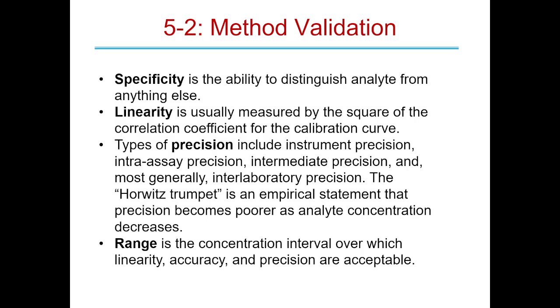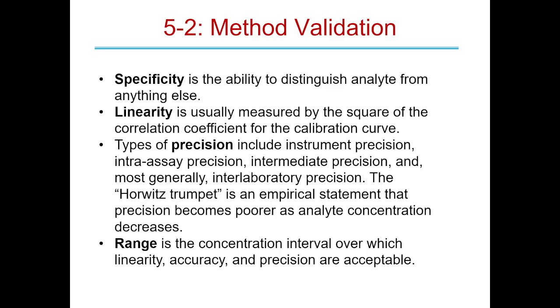Specificity, again, this is the ability to distinguish the analyte from anything else. Linearity is usually measured by the square of the correlation coefficient for the calibration curve. Your types of precision are going to include your instrument precision, your intra-assay precision, your intermediate precision, and most generally, the interlaboratory precision. The Horwitz trumpet, this is an empirical statement that precision becomes poorer as the analyte concentration decreases.